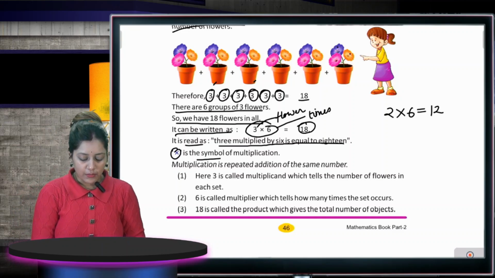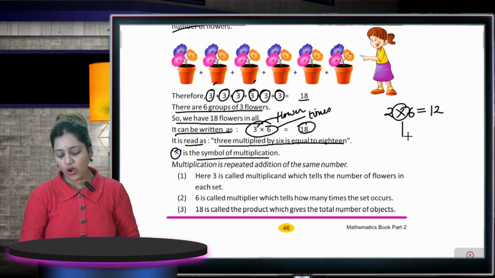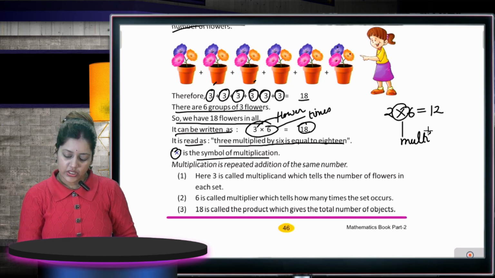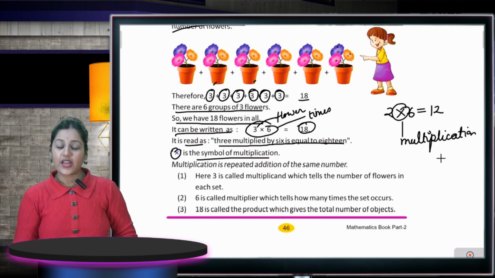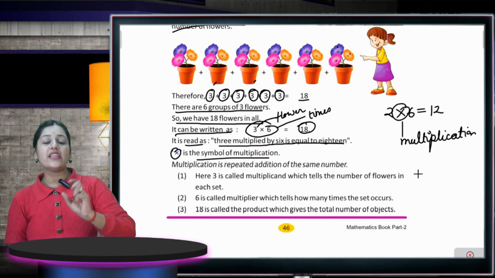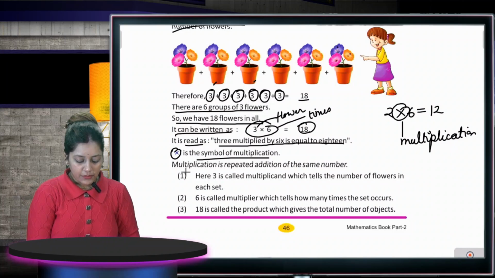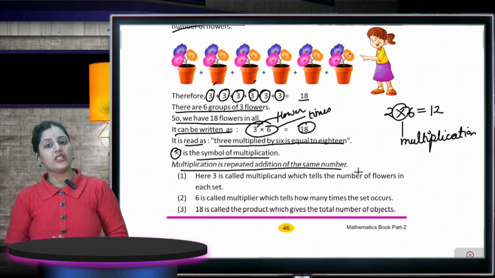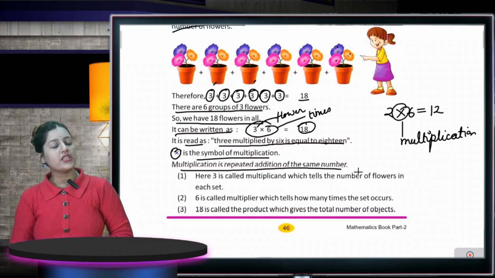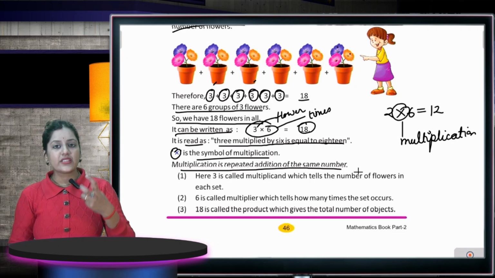That is the symbol of multiplication. So what have we read? We have read it as 2 multiplied by 6 equals 12. Multiplication is a repeated addition of the same number. What do you mean by multiplication? It is a repeated addition of the same number.